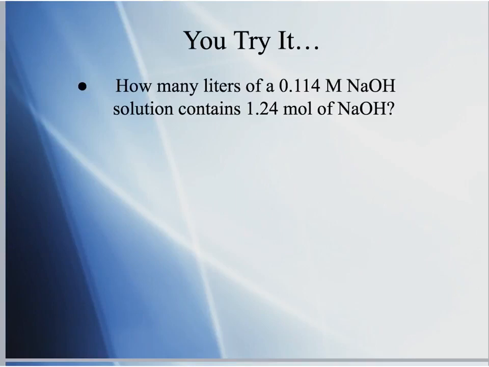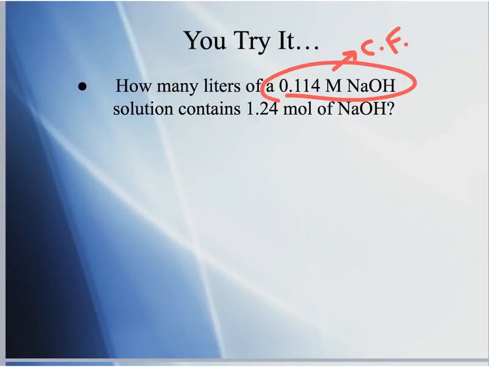All right, you guessed it. It's another you try it. So here we go. How many liters of a 0.114 molarity NaOH solution contains 1.24 moles of NaOH? If we're given molarity, then this number here, that's the molarity, is going to be your conversion factor. So take a few minutes, pause, and solve the problem, and then you can see if you did it right.